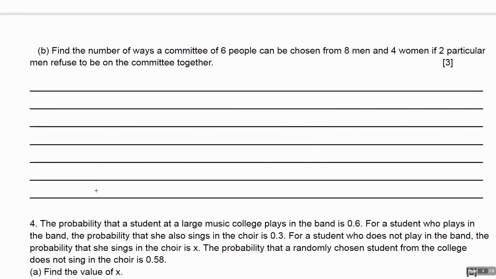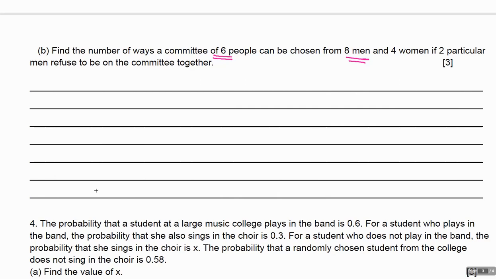So for part B, how would we go about that? In a situation like this, where we're picking a committee and we want to know about the number of committees where 2 people are not ever going to be on the same committee, it's much easier to figure out the total number of committees and then subtract the number of committees where the 2 people are actually on it. So let's try this. How many people are on my committee? 6. Now, there's two men that refuse to be on the committee together, right? Right. All right.